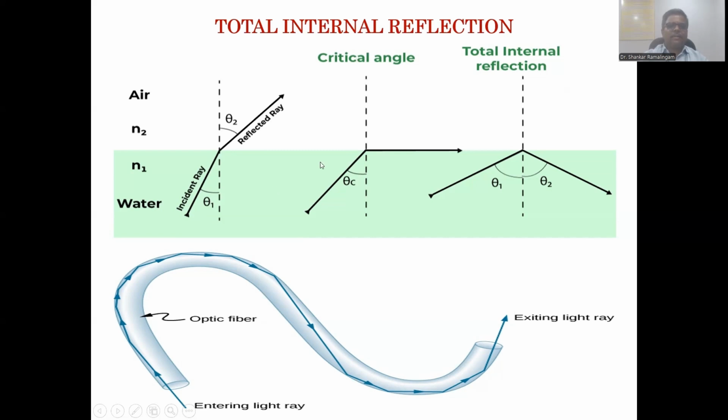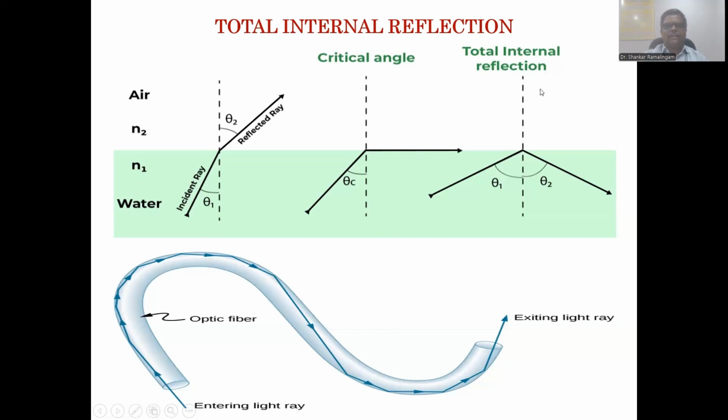Whereas if the light falls at the interface between water and air at the critical angle, then there won't be any refraction into the other medium. That is, from water, if light is incident at the interface between water and air, there won't be any light in the other medium, that is air.